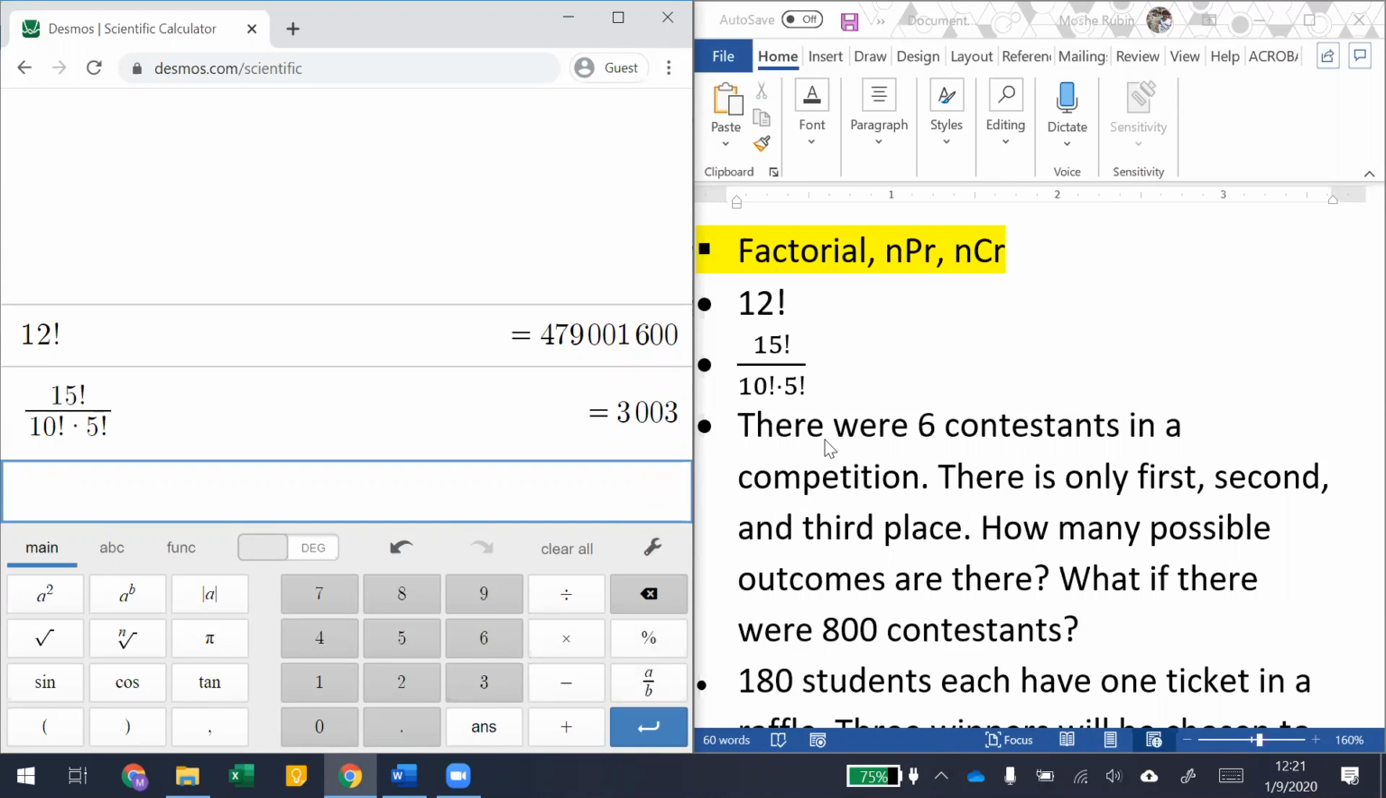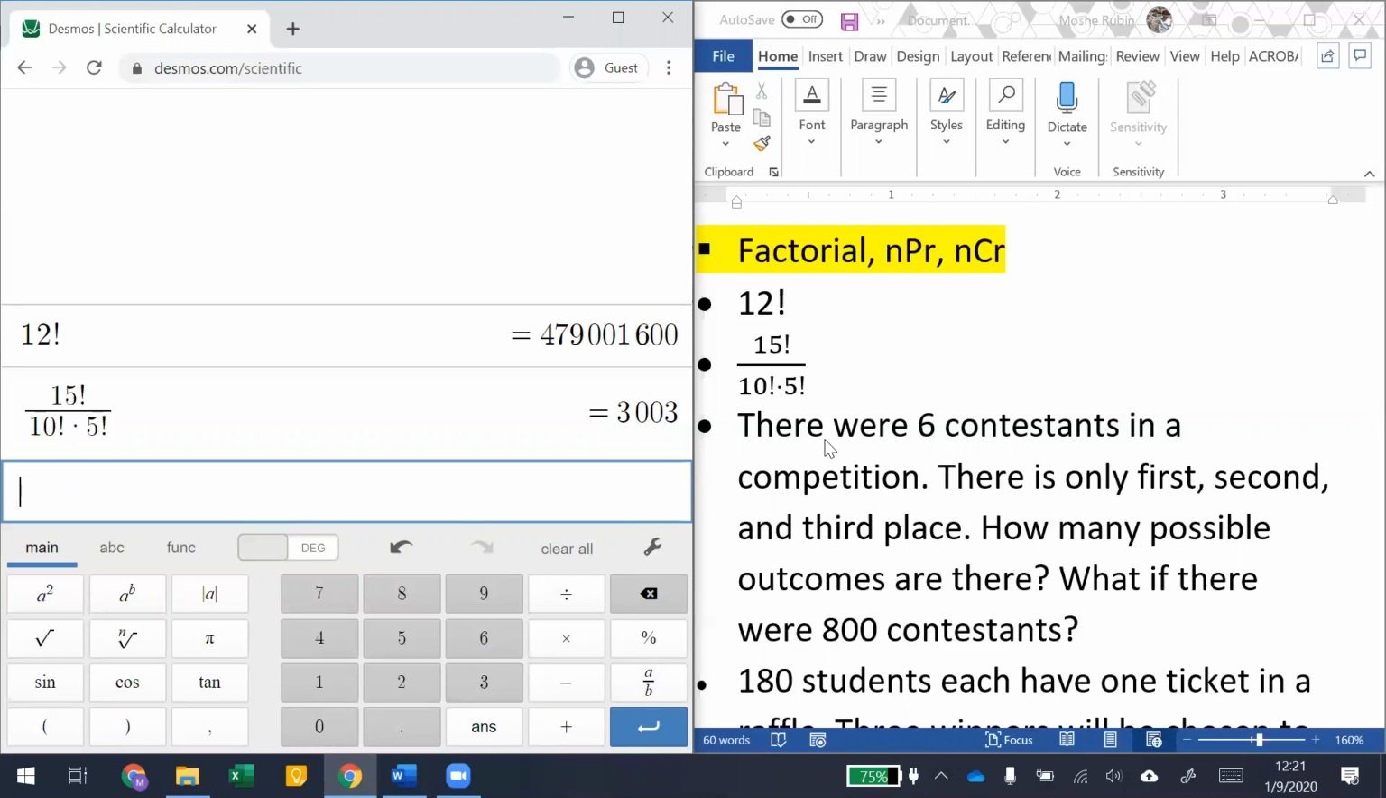This next question is a word problem. There were 6 contestants in a competition. They are only giving out first, second, and third place. How many possible outcomes are there? So I might think, this is definitely a combinations problem. They say how many possible outcomes. There's no repeats, nobody's going to get first and second. And the order does matter. Getting first is different than getting second, and getting second is different than getting third. So this is an nPr problem.